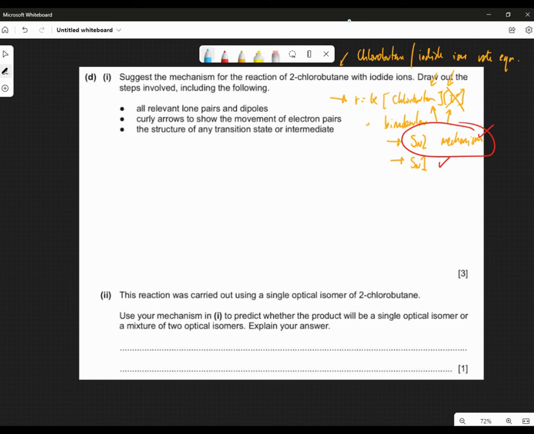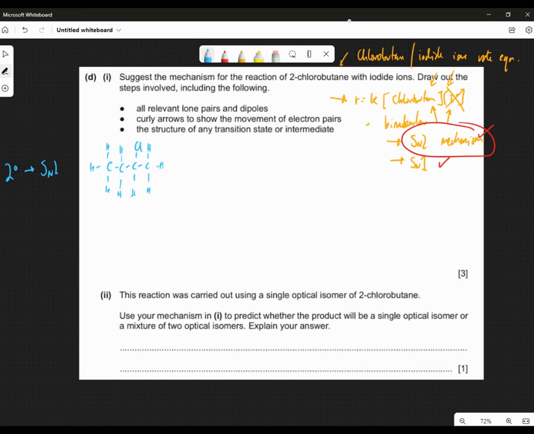So let's first of all draw chlorobutane. So 1, 2, 3, 4, and there's a chlorine on number 2. As you can see, it's a secondary halogenoalkane. And immediately that should tell you, since it's a secondary halogenoalkane, it will go for an SN2. Primaries and secondaries go for SN2, tertiaries go for SN1. All right, so there you go.